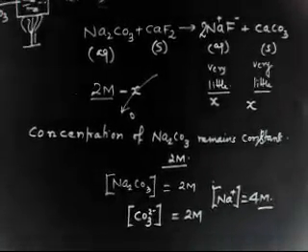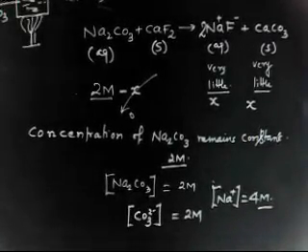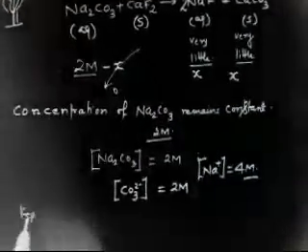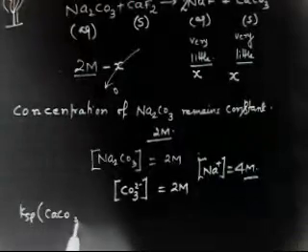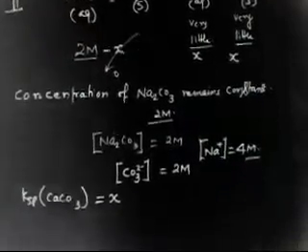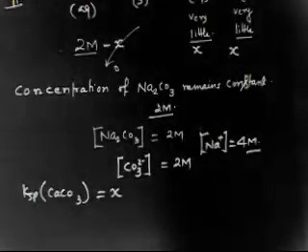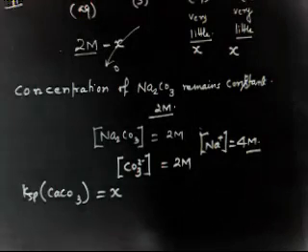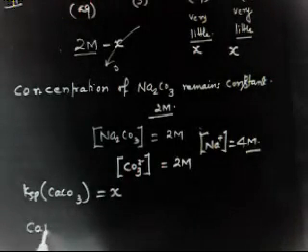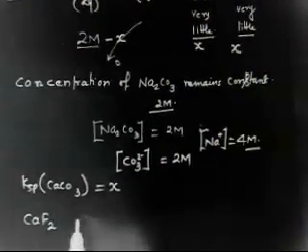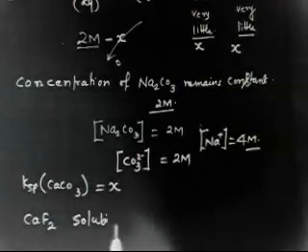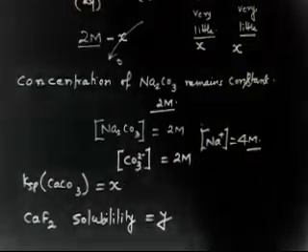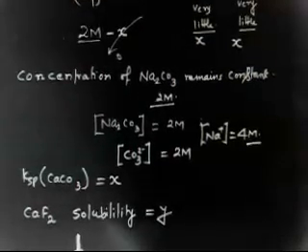Now the question says to calculate, if the solubility product of CaCO3 is X. So the question gives you Ksp for CaCO3, which is X, and the molar solubility of CaF2 is y. For CaF2, Ksp is not given, solubility is given. Solubility is y. If solubility is given, you can calculate the solubility product.